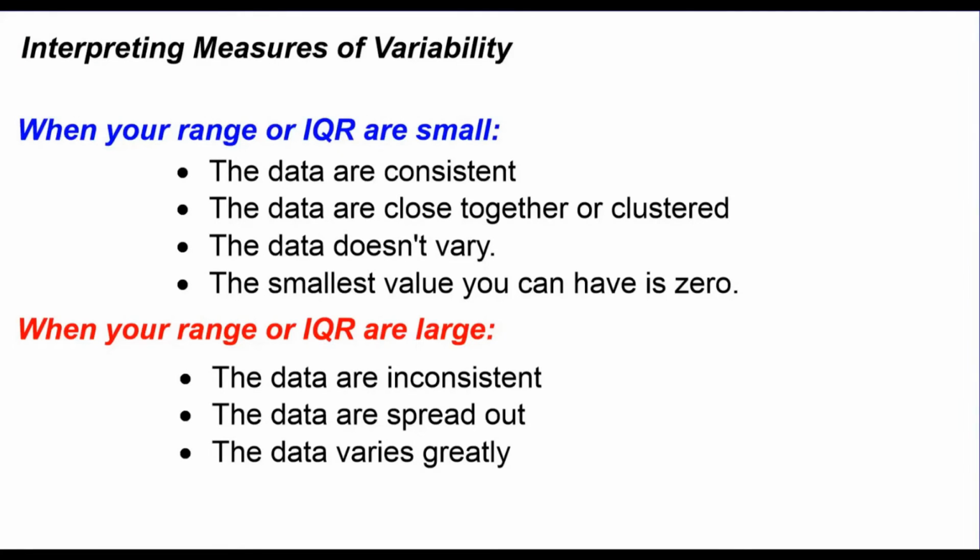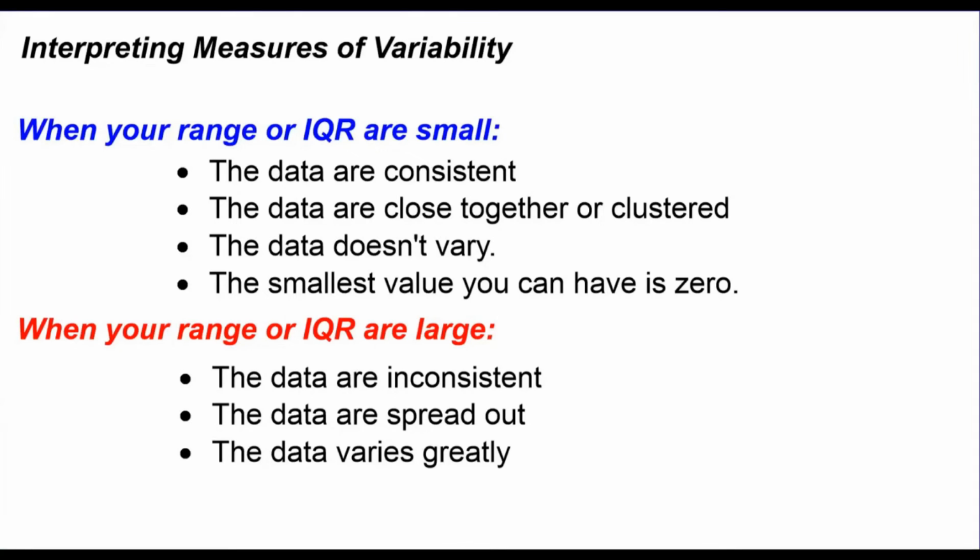And the smallest value you can have is 0. If all of your numbers in your data set are identical, your range is going to be 0 because your max and min are going to be the same number, and your IQR is going to be 0. So that's the smallest you could possibly get. So the closer you get to 0, the closer you are to having identical numbers, which means the more consistent your numbers are, or the more alike your numbers are. When your range or your IQR are large, that tells you that your data is inconsistent, or it's very spread out, or the data varies greatly.